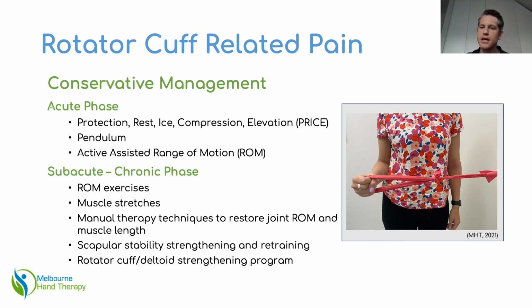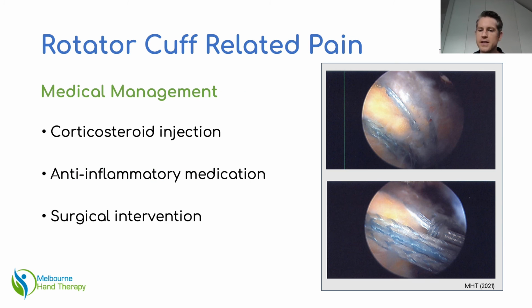Conservative management in the acute phase of a traumatic tear would revolve around reducing inflammation and maintaining pain-free movements. The subacute to chronic phase is looking into restoring full range of motion, restoring scapulohumeral rhythm, and finally strengthening. Medical management can consist of a corticosteroid injection, remembering that the injection is only removing the inflammation. If the underlying cause of the inflammation is not addressed, then inflammation may just recur at a later date.